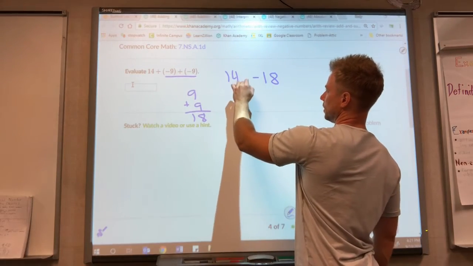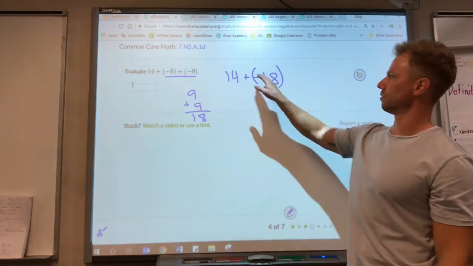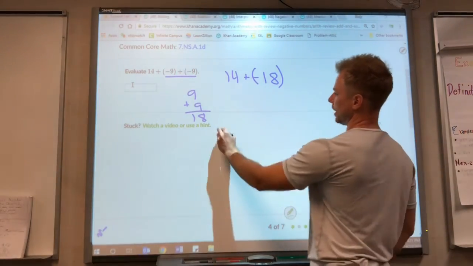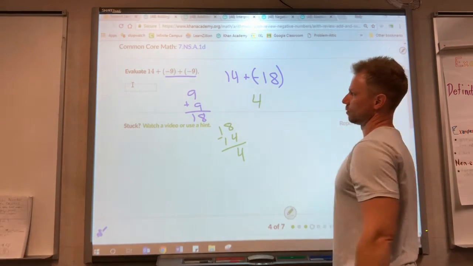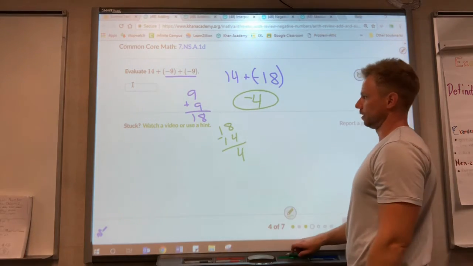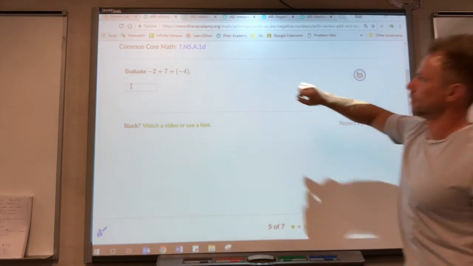Then I have 14 plus a -18. Those are unlike, positive and negative makes them unlike. So I subtract. 18 minus 14 is 4. And then I keep the sign of the bigger number. 18 is bigger, it's negative. So the sign of our final answer is negative, giving us a -4. And we'll go on to our next link here.